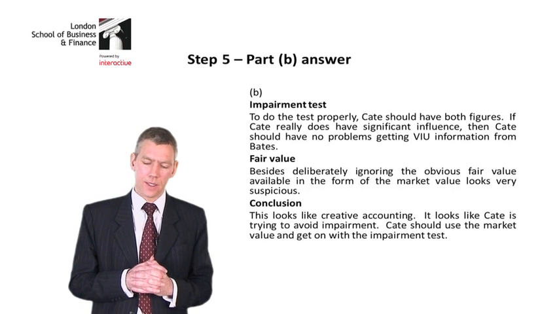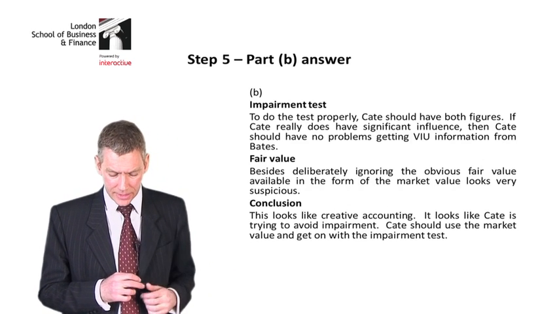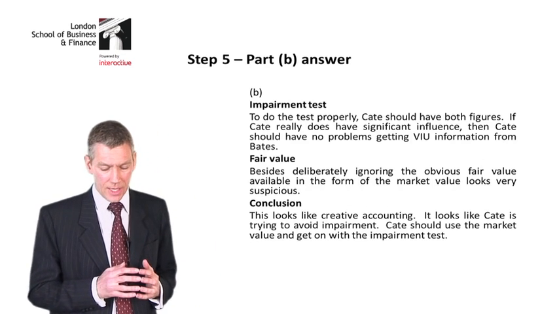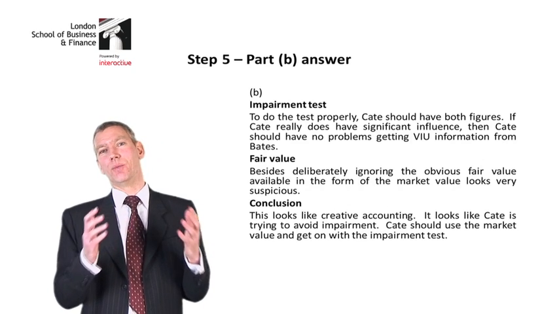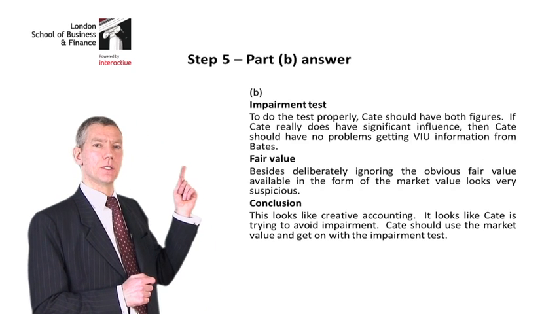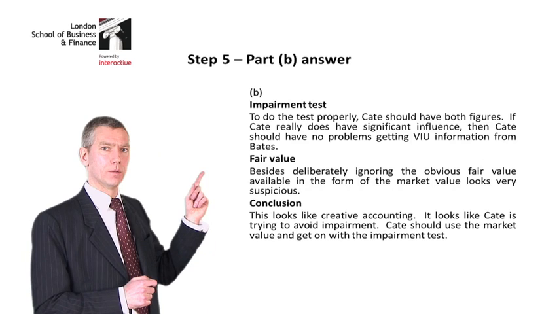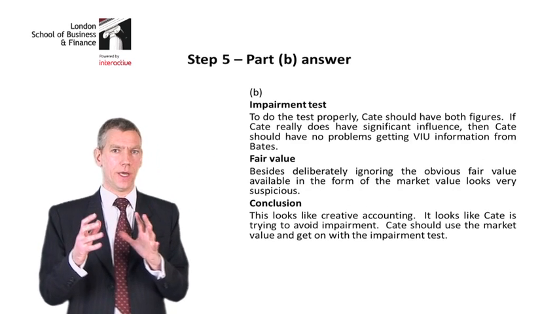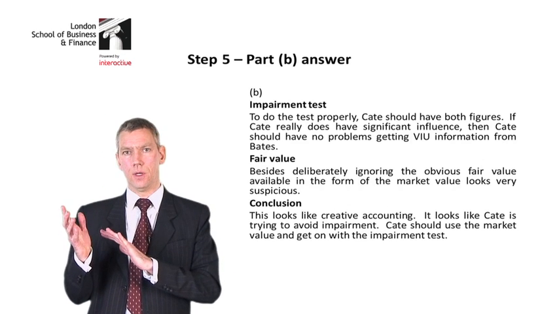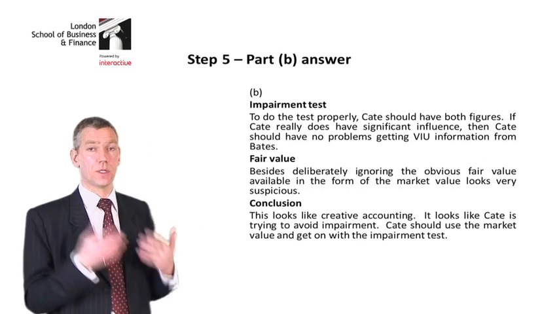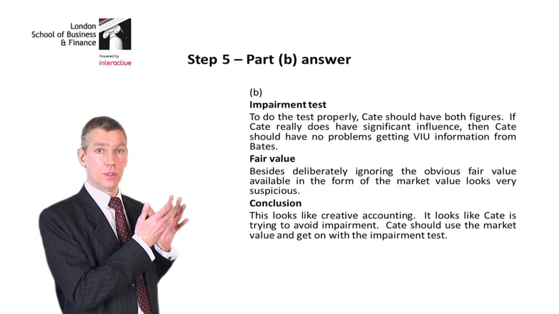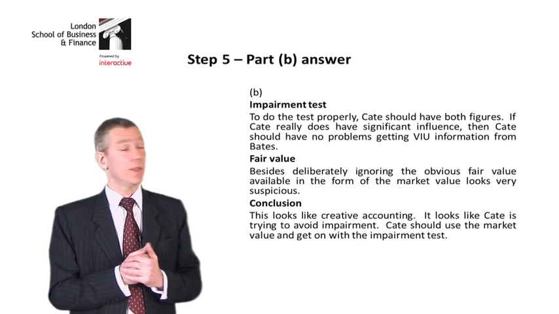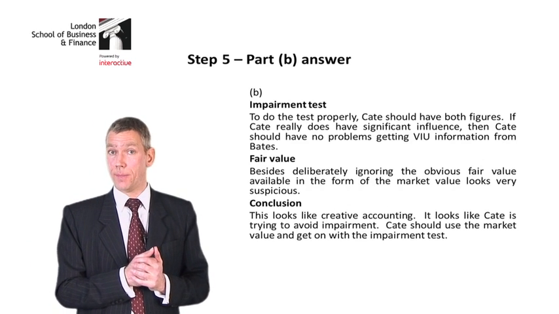Conclusion, this looks like creative accounting. It looks like Kate is trying to avoid impairment. Kate should use the market value and get on with the impairment test and do it properly. Now, have you noticed that there's no numbers in the scenario and therefore there's no numbers in this answer? It feels a bit weird, doesn't it? Because we don't actually know if there is an impairment or not. But that's the way that the scenario has been written, so the recommendation is just stop messing around and do the impairment test properly. Okay, that's the way that I would recommend you answer part B.